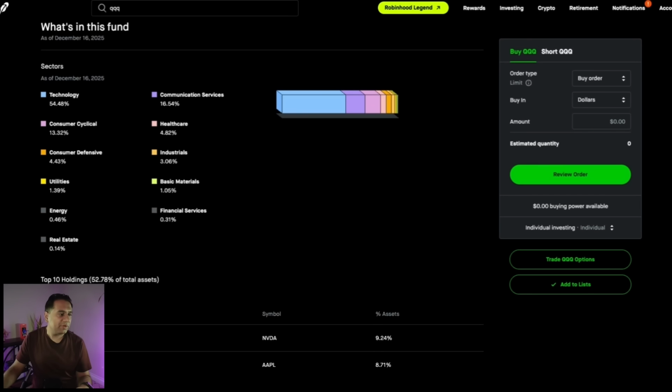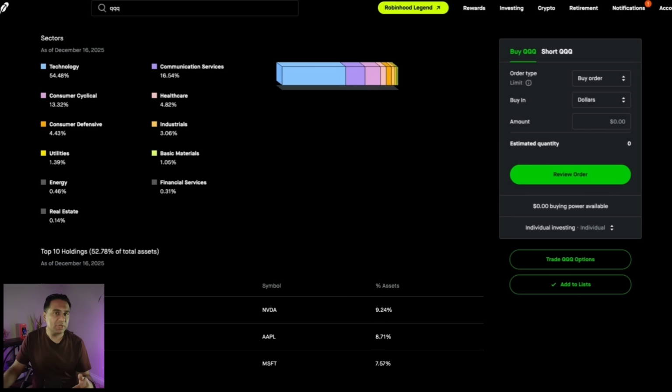And then after that, we have about 13% related to the consumer cyclical sector, about 4% with the consumer defensive sector, just about 1.3% from the utility sector. We have 16% coming in from the communication services sector, about 4.82% coming from healthcare. We have about 3.06% of the fund dedicated to industrials and just about 1% to basic materials. And so as you can see from the breakdown, the technology sector is the dominant force here in the NASDAQ 100.